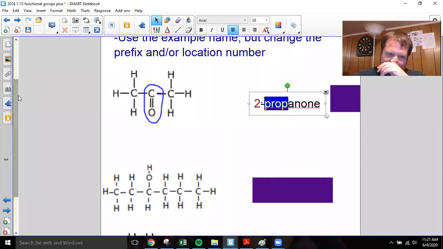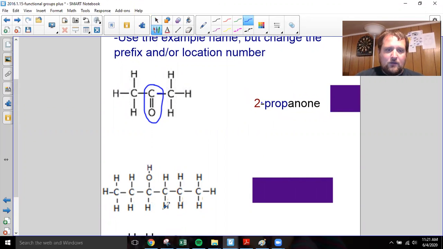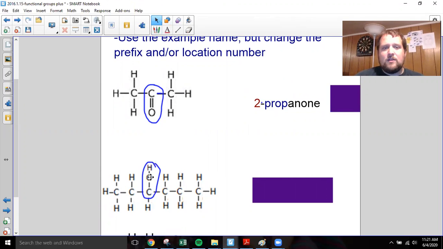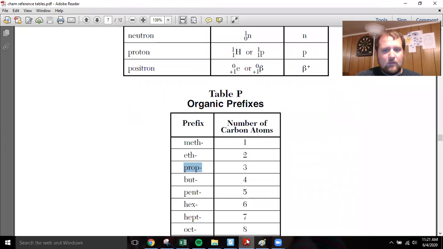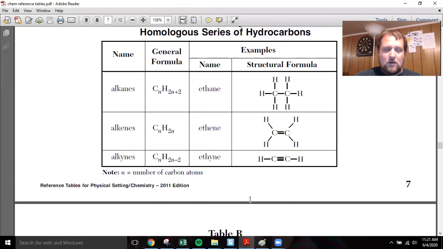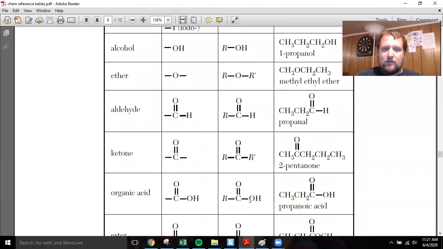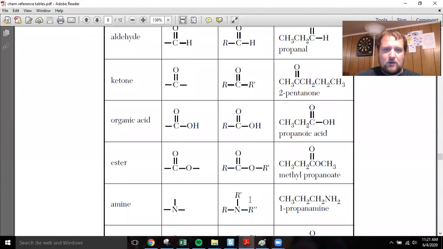So in this next example, first I'm going to identify my functional group. So this is the normal hydrocarbon. This is the part here. I've got a C single bonded to an oxygen and a hydrogen, and then carbons on either side. So on table R, all of these have double bonds.